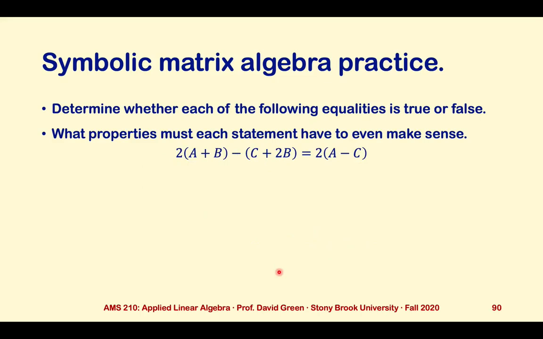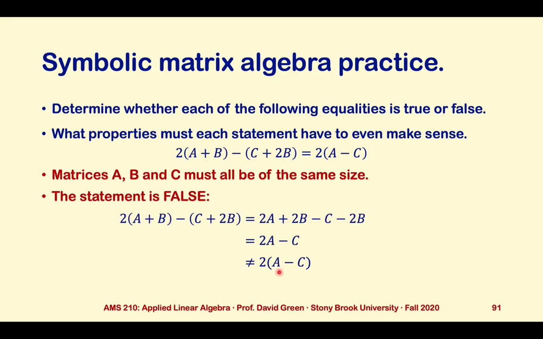Okay. Next problem. Another problem involving sums and differences of matrices on each side. Is this one true? Here, just as in the previous case, because we're dealing with sums and differences, the constraint for anything to even make sense is that A, B, and C are all of the same size. However, even if they are the same size, this equality turns out not to be true.